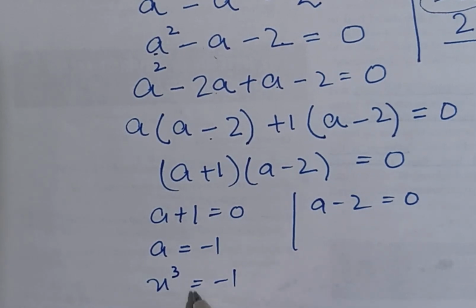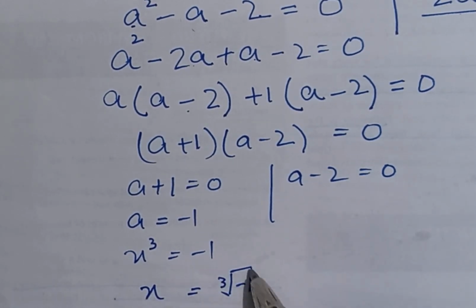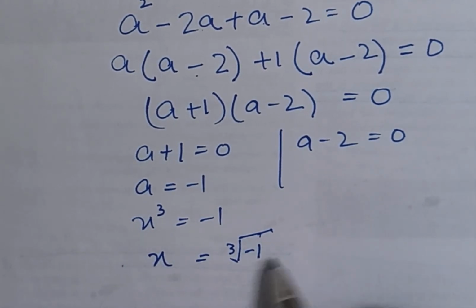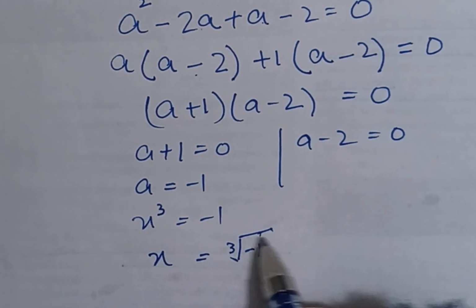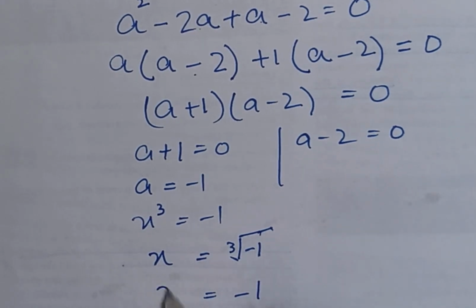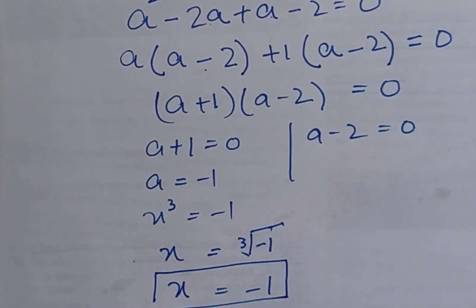We find the value of just x. So we take the cube root on both sides of this equation. Then we get x is equal to the cube root of minus 1. Now look at this. Since the index is odd, there is no problem having a negative radical. So the cube root of minus 1 is equal to minus 1. So one value of x is minus 1.